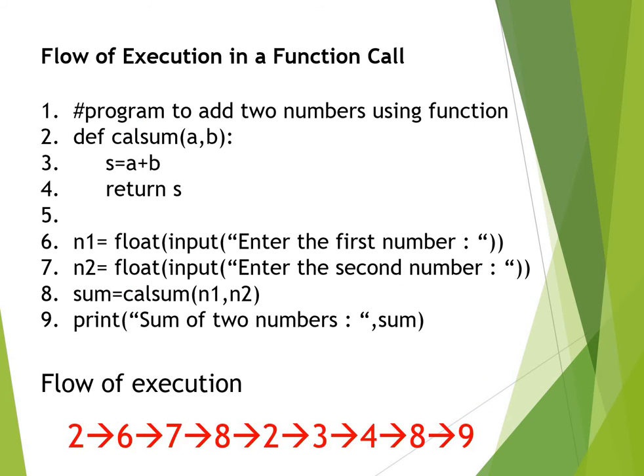Now let's discuss control flow, the flow of execution. What is flow of execution? It refers to the order in which statements are executed during a program run. How the statements are executed one by one while you are executing a program is known as flow of execution. A function body is known as a block. In Python, the function body or block is executed in an execution frame.